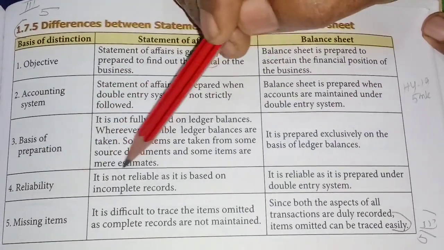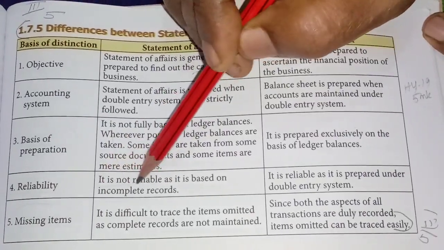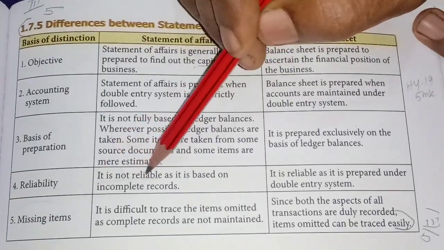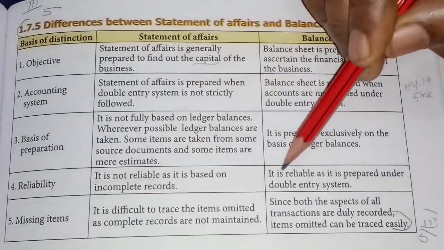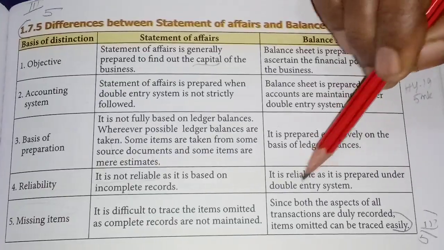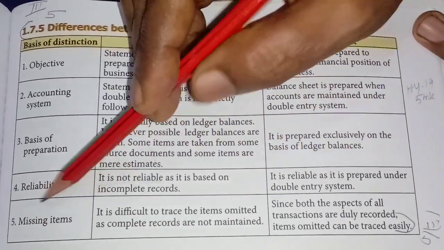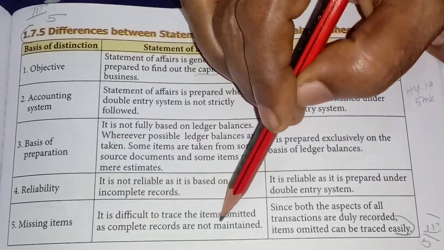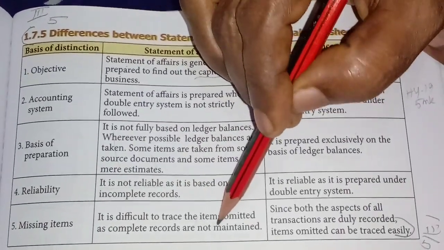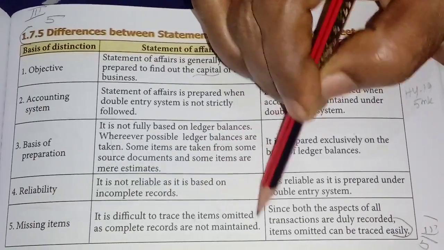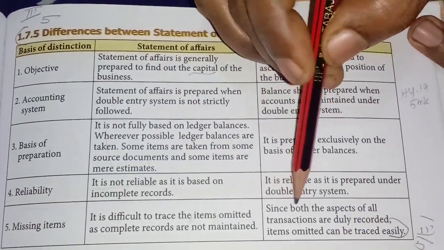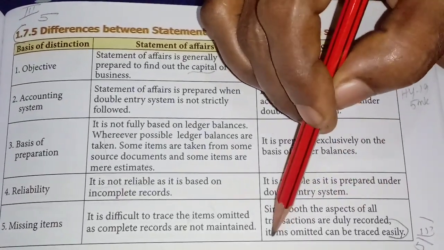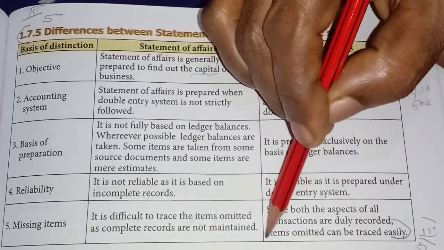4th one, reliability. It is not reliable. Those who are not able to study fully, Abhishek and Manikandan, can write only this much, at least this much. It is reliable as it is prepared under the double entry system. Then missing items. It is difficult to trace the missing items. Here you can write missing items or items omitted. Since both the aspects of all transactions are duly recorded, items omitted can be traced easily.